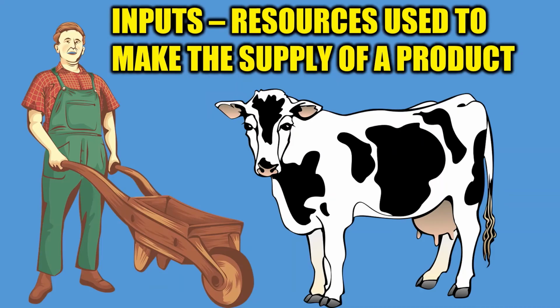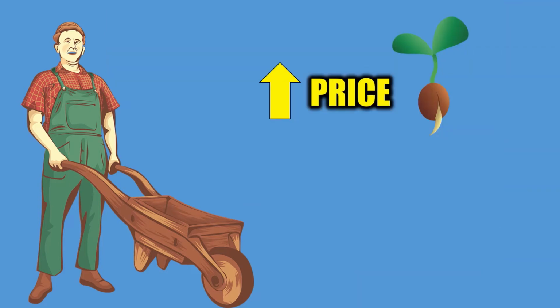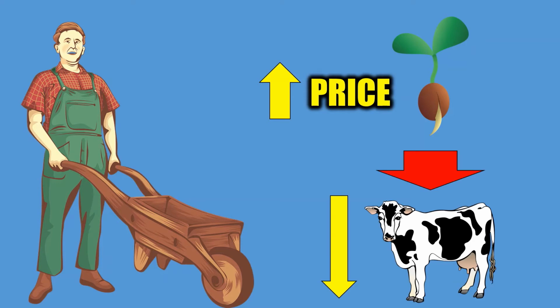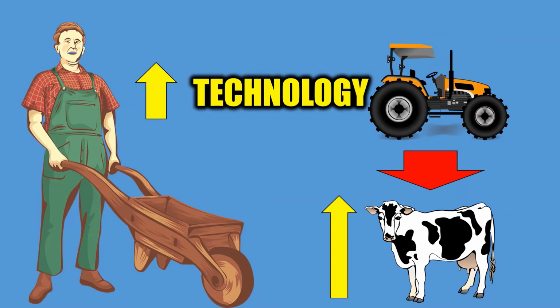Now, inputs are the resources used to make a certain product. If the price of fertilizer increases, a key input for cows, then Bob's production costs increase. This will cause him to decrease his supply of beef, since it is more expensive. Second, advances in technology can cut costs with less factor inputs, which increases Bob's supply of beef.